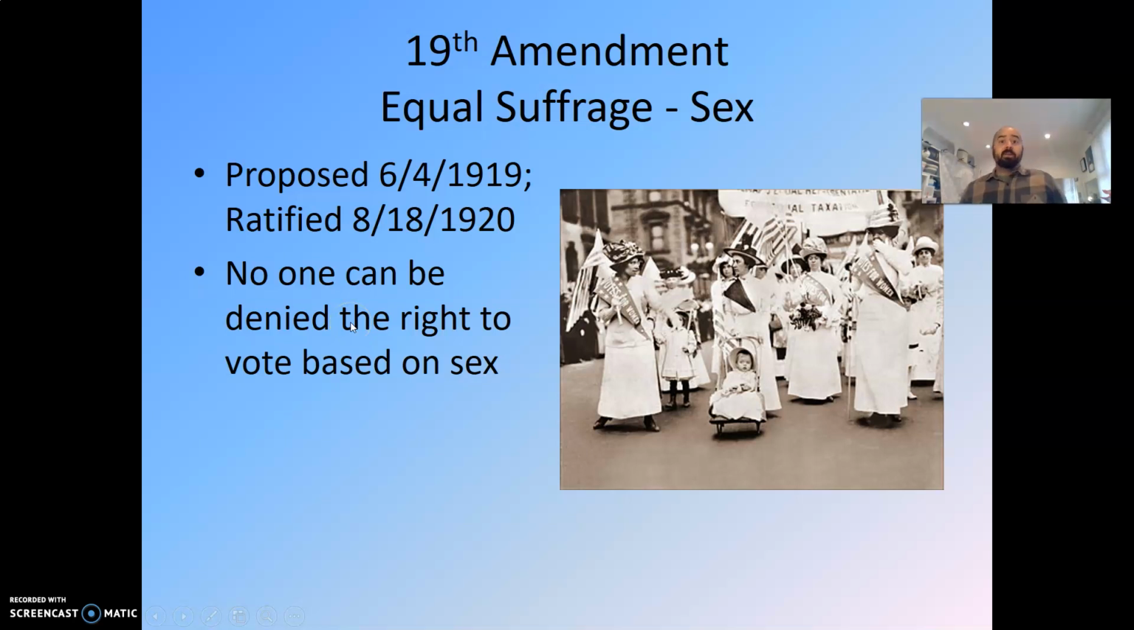The 19th Amendment also has to do with voting rights. This was the amendment that guarantees equal voting rights on the basis of sex. You cannot be denied the right to vote based on your gender.